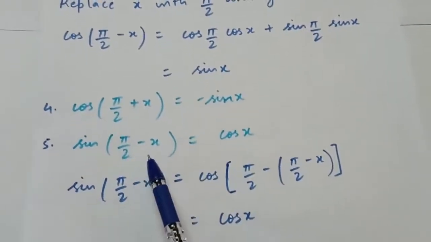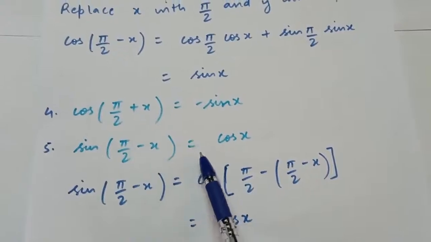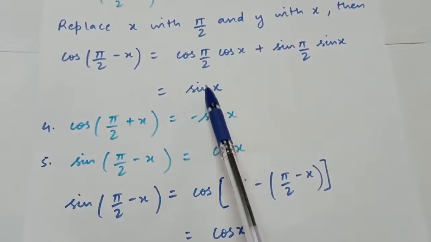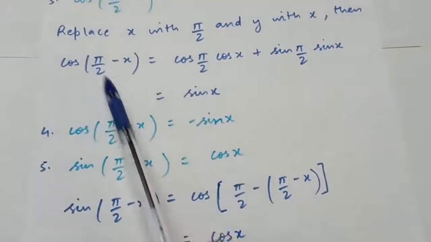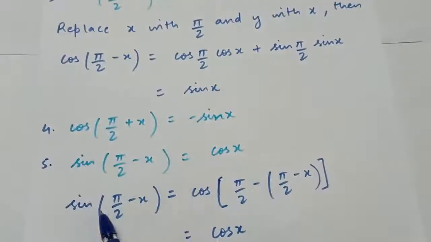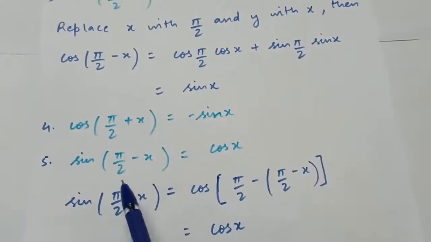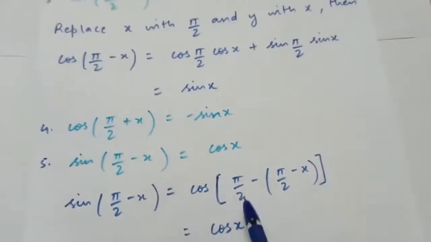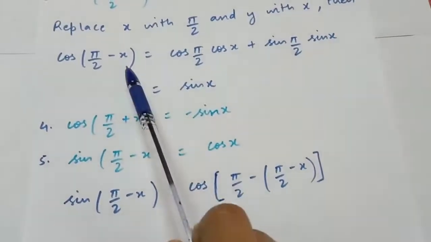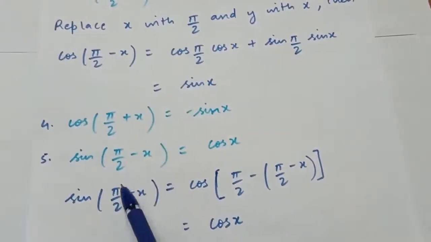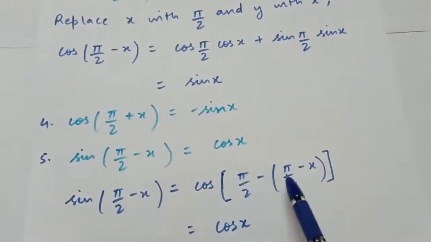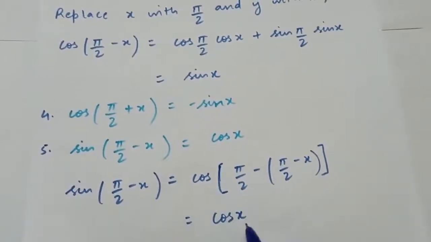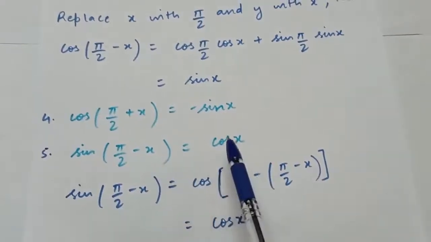Now sin pi by 2 minus x is equal to cos x. How can we do this? We have just seen sin x is equal to cos pi by 2 minus x. Now here x is this complete pi by 2 minus x. So pi by 2 minus pi by 2 minus x, the pi by 2 will get cancelled and you will get cos x. Therefore sin pi by 2 minus x is cos x.